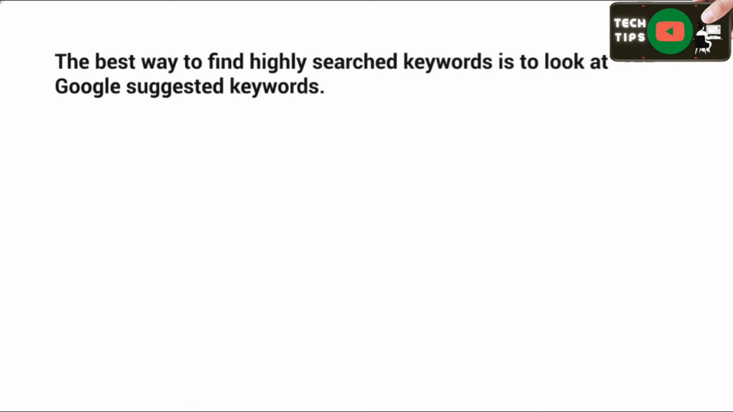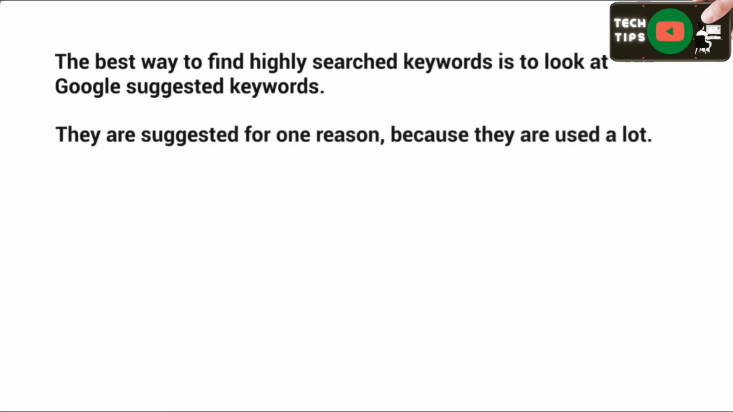Now the big question is, how do I find these keywords? The best way to find highly searched keyword terms is to look at the Google suggested keywords. And they are suggested for one reason, because they are used a lot. So let me show you how to find them and what they look like.